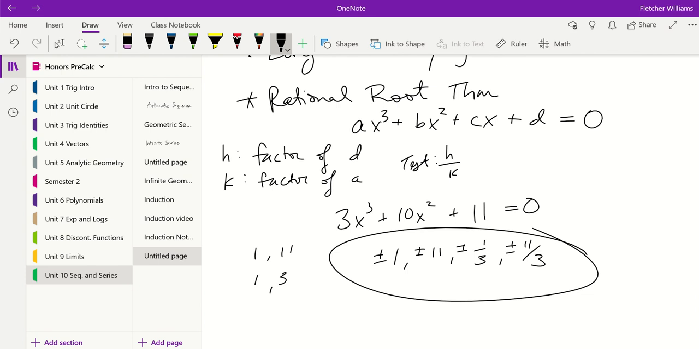What about 3? There's no way you can take either 1 or 11 and divide it by 1 or 3 to get 3. So you take the factors of the constant term, 1 or 11, and divide those by 1 or 3. So 1 over 1 is 1, 1 over 3 is 1/3, 11 over 1 is 11, 11 over 3 is 11/3.